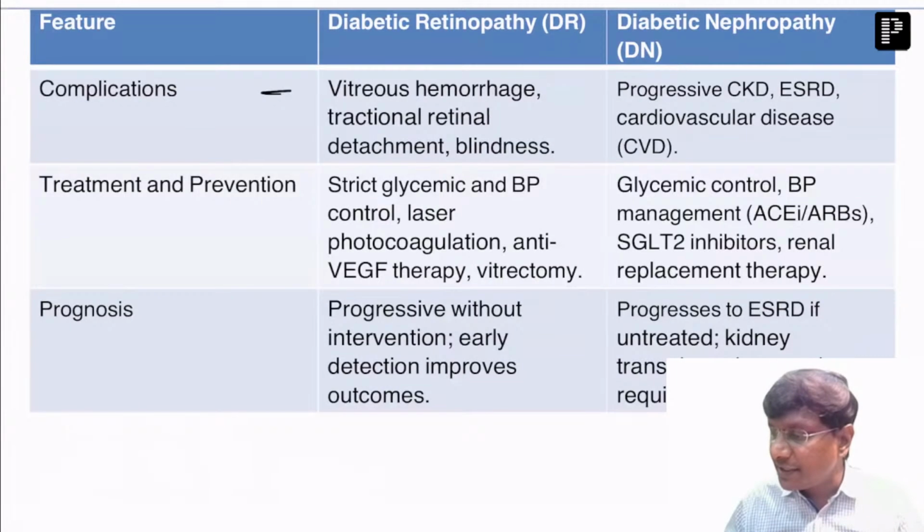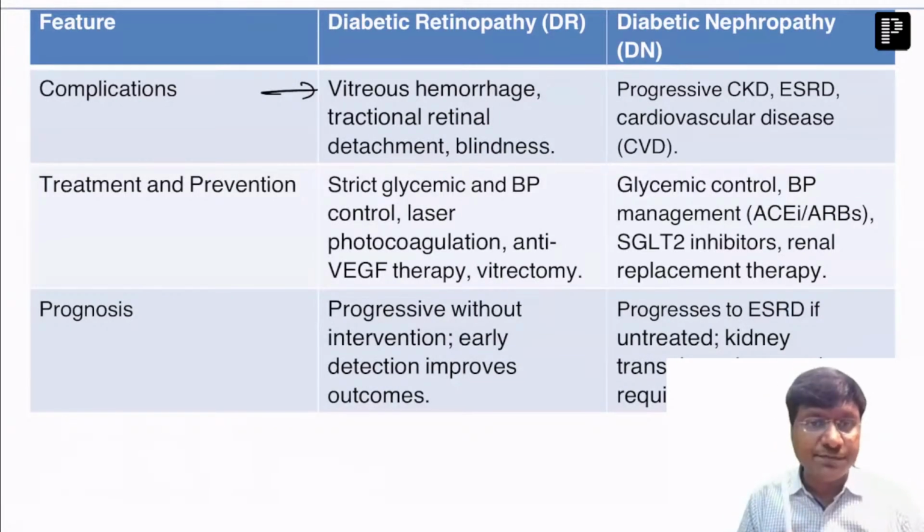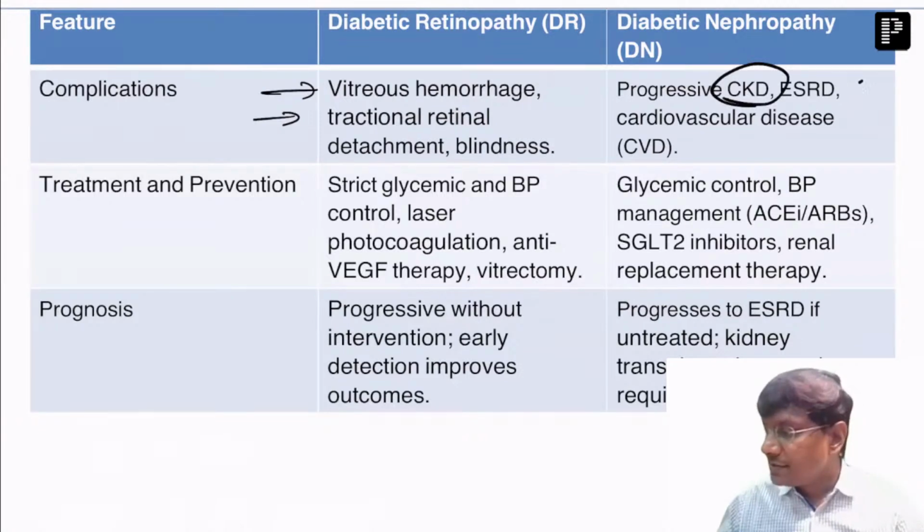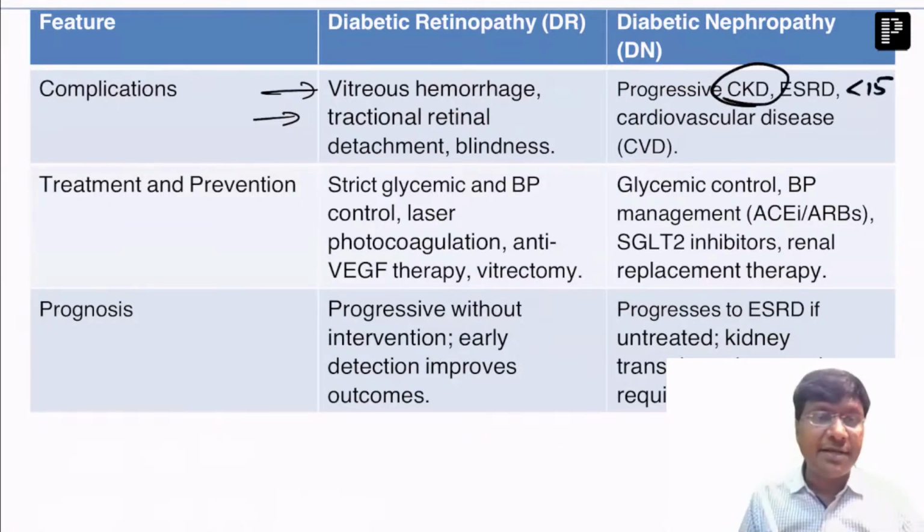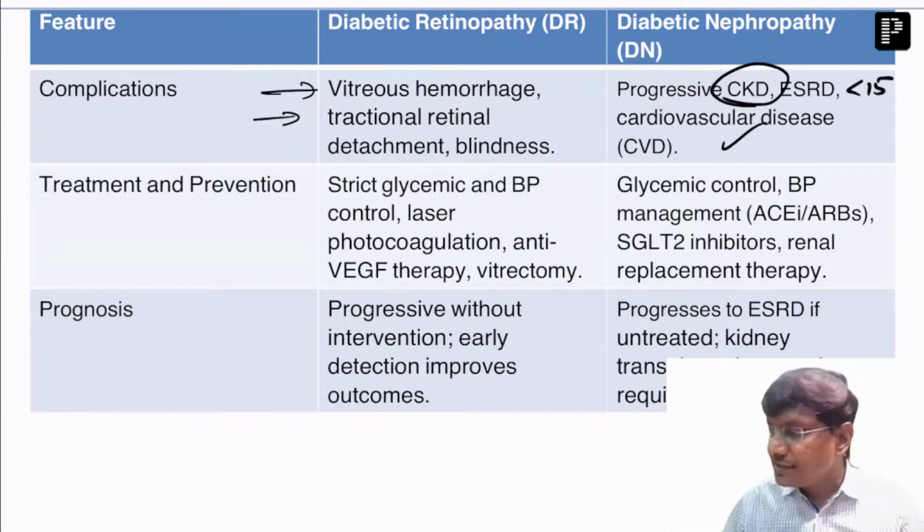So what are the complications that you will see in both of these patients? In diabetic retinopathy, the complication is vitreous hemorrhage, and there will be retinal detachment. Because of retinal detachment, as I have said, in proliferative diabetic retinopathy, there will be blindness. Whereas in non-proliferative diabetic retinopathy, the blindness is mainly due to macular edema. And diabetic nephropathy patients progress to end-stage renal disease, where the GFR will be less than 15 ml per minute per 1.73 meters square. And because of the fluid overload due to chronic kidney disease, these patients will also have cardiovascular abnormality.